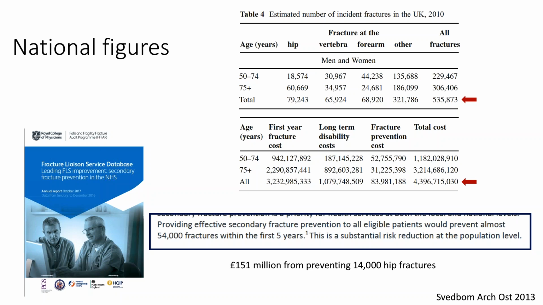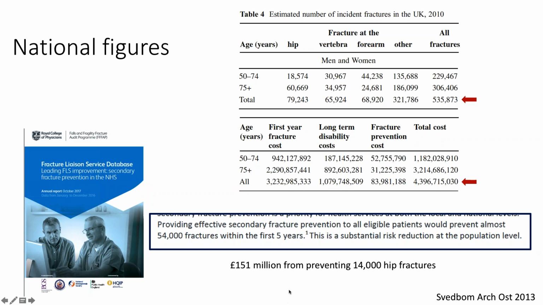Using this data nationally, we've been able to then estimate it for England and Wales if one was to implement effective secondary fracture prevention to all eligible patients. You're looking at preventing about 54,000 fractures within the first 5 years, and a saving of 150 million just from the hip fractures alone.